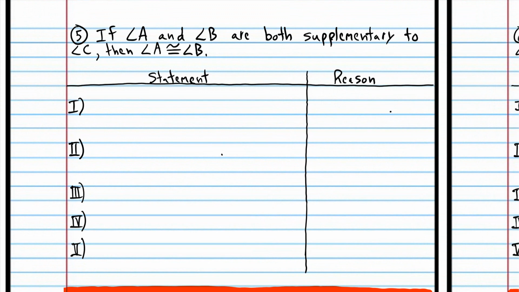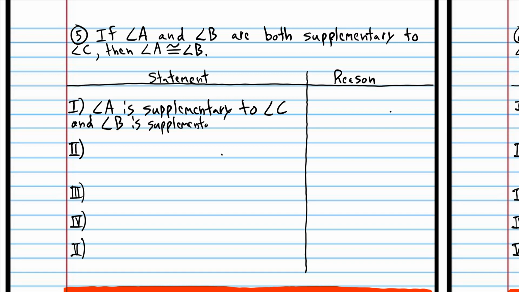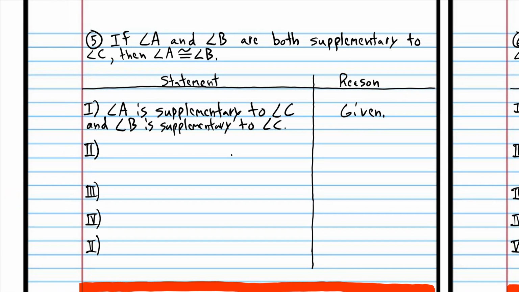So we haven't proven it yet, though. So angle A is supplementary to angle C. And angle B is also supplementary to angle C. That's what that's saying. That's given information. Again, I know that's kind of confusing, but that's what the statement is saying.